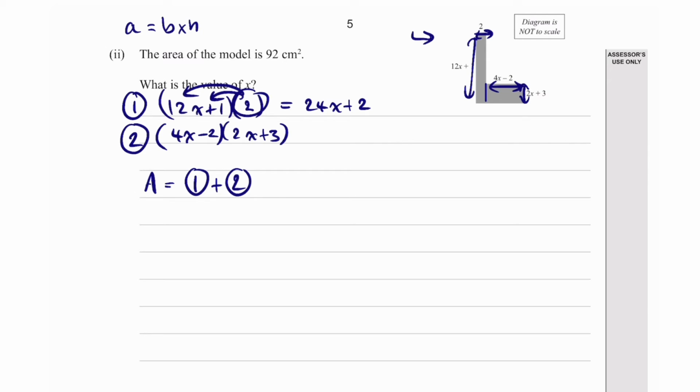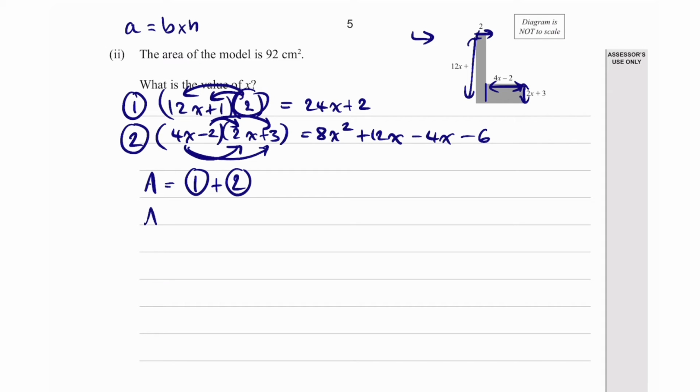Now, for part 2, we've got 4x minus 2 times 2x plus 3, so I'll draw it like this. Hopefully it's not too messy, but essentially, because we've got two brackets to expand, we need to multiply every term in the first bracket by every term in the second bracket. So 4x times 2x gives me 8x squared. 4x times 3 gives me 12x. Negative 2 times 2x gives me negative 4x. And negative 2 times 3 gives me negative 6.